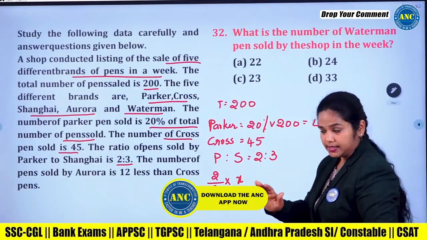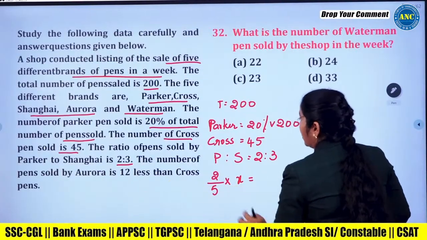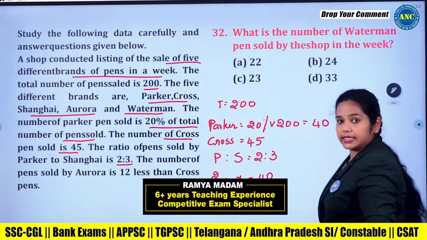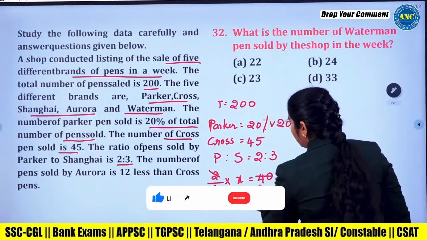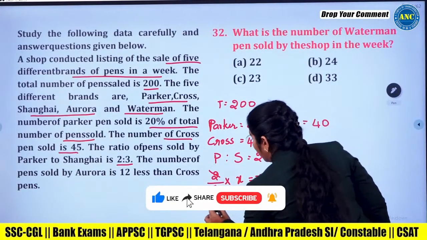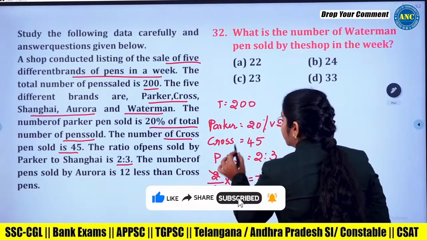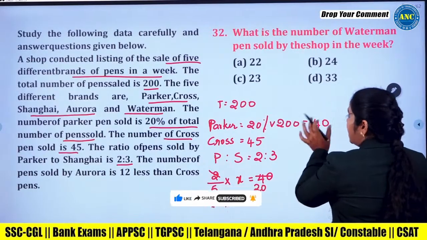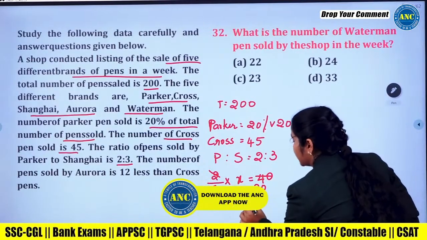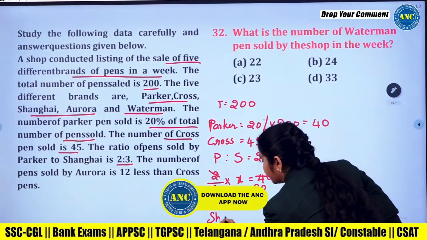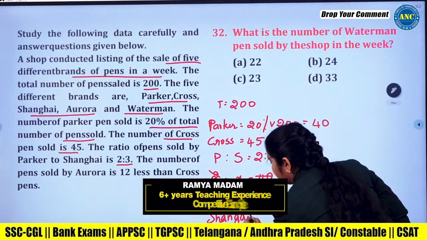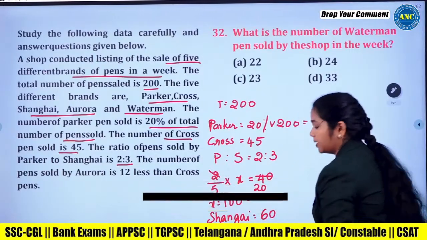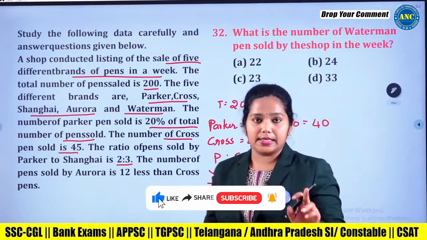Yes. We already know the value of Parker, 40. So the total pens of Parker and Shanghai are 100. From that, 40 pens are Parker. Then how many pens are there for Shanghai? When 40 pens are for Parker, 60 pens are there for Shanghai. Clear? Got the answer here?